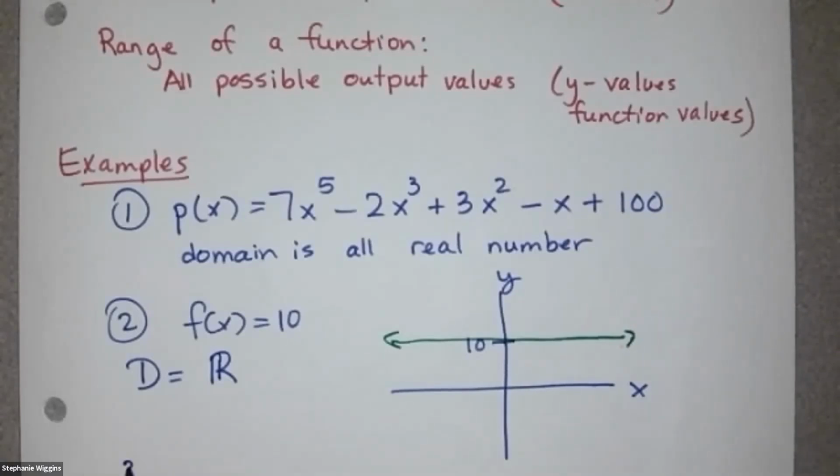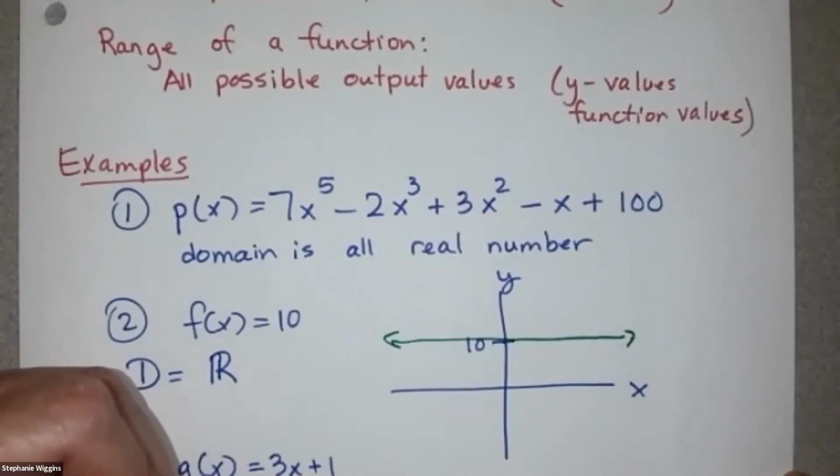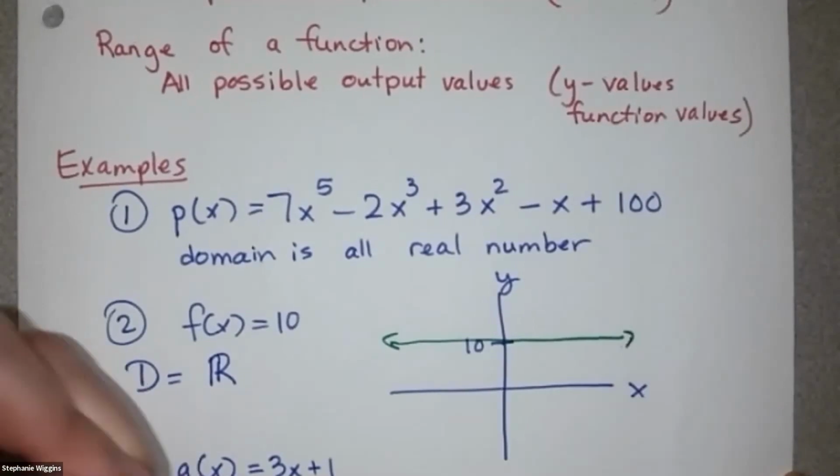And then, of course, we talked about this example earlier, 3x plus 1. That's also a polynomial. Remember, that's the line that we just looked at. Linear functions are polynomials, okay? So they also have domain, all real numbers.